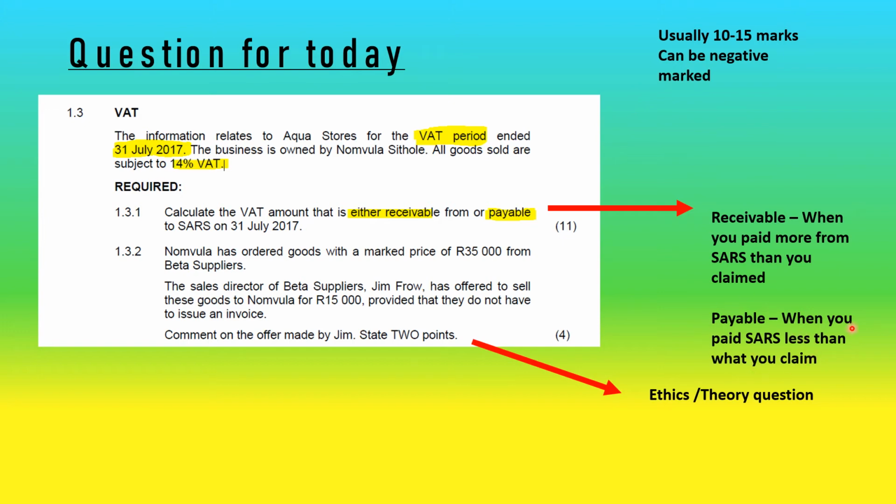A payable, on the other hand, is when you paid SARS less than what you claimed, and therefore that would mean that you now need to pay SARS. So let us now start looking at the question.